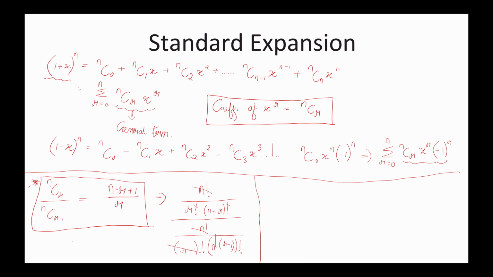So let us open this up. What are we going to get? We are going to get (n minus r plus 1) factorial upon, below we would have r into (n minus r) factorial. And now from here you can see that I can cancel the (n minus r) factorial, and I would be left with (n minus r plus 1) upon r. So you must remember this.